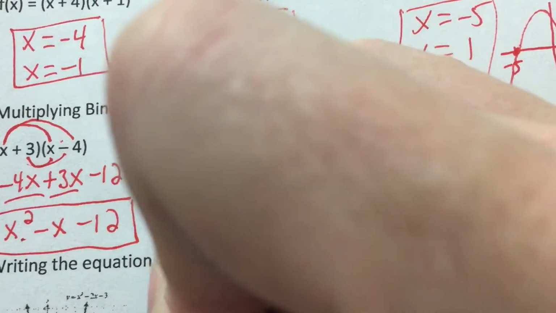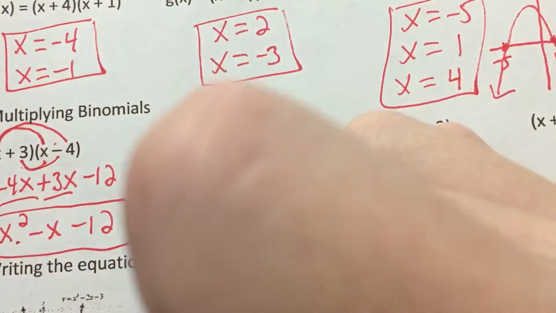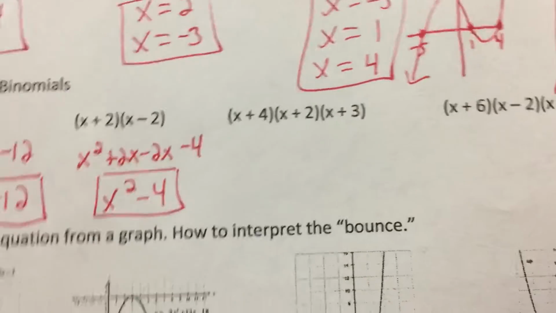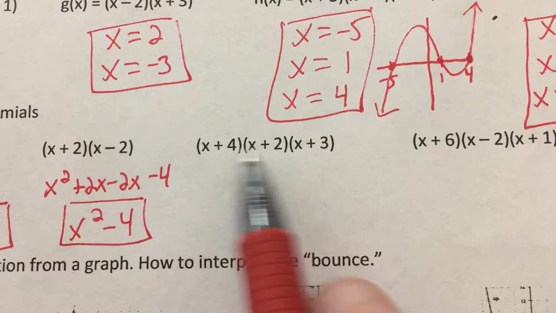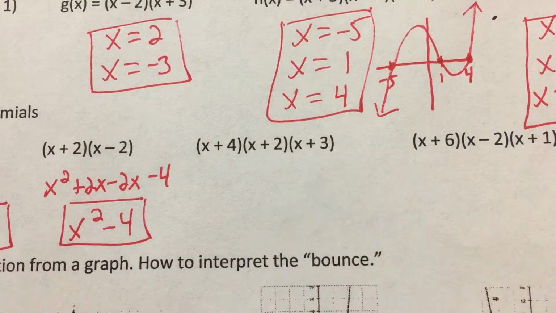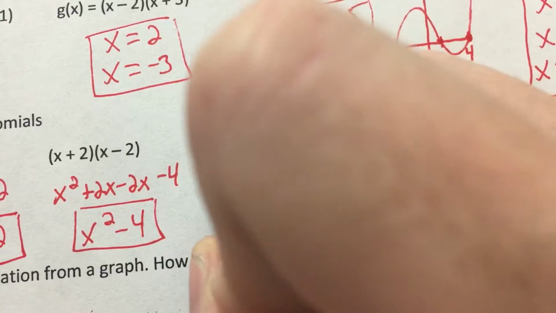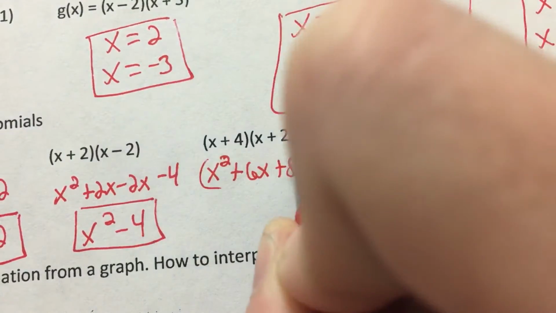The next one, by the time you're done, you'll end up with x squared plus 2x minus 4. The two in the middle are going to cancel each other out. You get x squared minus 4. When you have 3, it's a little bit more difficult because you have to multiply the first two, get an answer, and then multiply the third one. When you multiply the first two, you end up with x squared plus 6x plus 8.